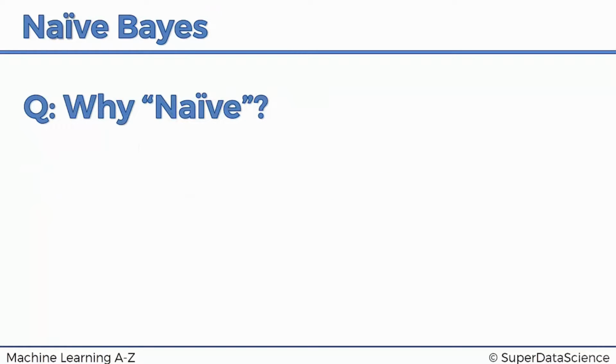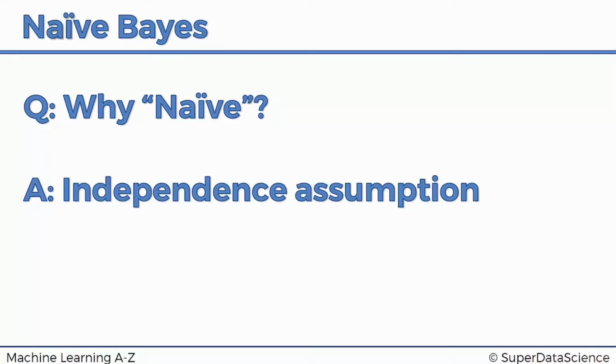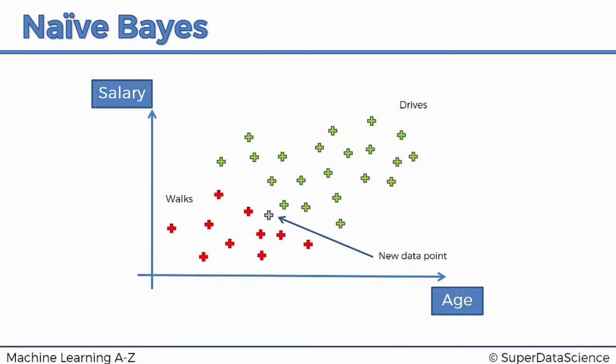Question, why is this algorithm called the naive Bayes algorithm? Well, the answer is pretty simple. The answer is because the Bayes theorem requires some independence assumptions, and the Bayes theorem is the foundation of the naive Bayes machine learning algorithm, and therefore the naive Bayes machine learning algorithm also relies on these assumptions, which are oftentimes not correct. And therefore, it's kind of naive to assume that they're going to be correct. That's the reason why it's called that. Let's go back to our example and see what that means.